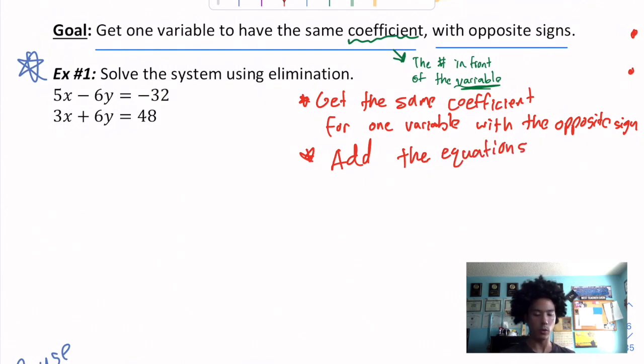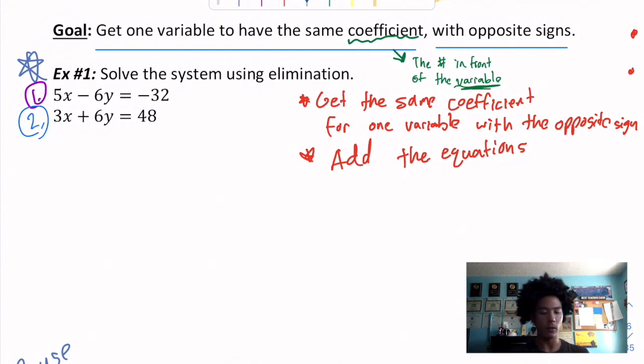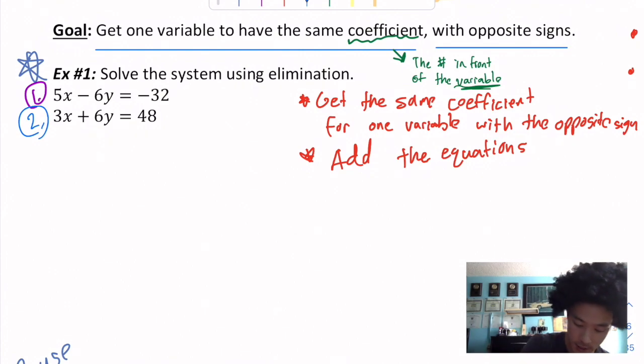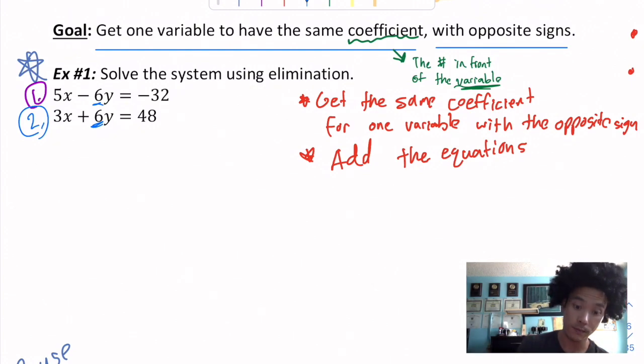Okay, let's check out step 1. This is kind of an easier one. We want to get the same coefficient. So compare equation 1 and equation 2 here. Is there a coefficient that is the same? The answer is yes, it's the 6 here. Are they opposite signs? Answer again is yes. So this one's set up pretty nicely. Same coefficients, they're both 6, and they're opposite signs. So now all you have to do is add those equations up.